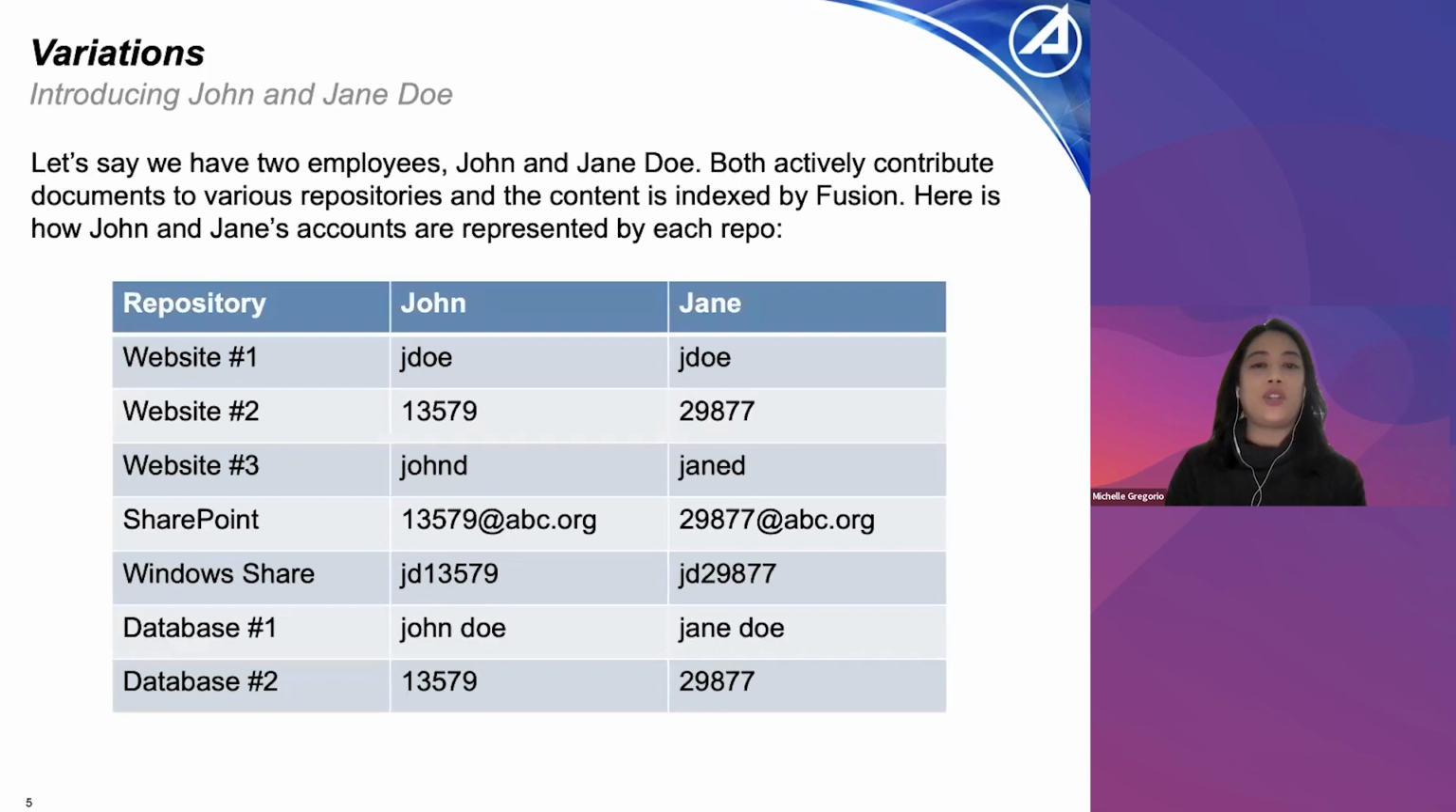So let's take John and Jane Doe. Both these users contribute documents to various repositories, and we crawl those repositories. Now, looking at what we can consider the author for these documents, these are how these users are represented. As you can see, John can be represented as J Doe, as his badge number 13579, John D, JD 13579, John Doe, and Jane is represented in different iterations of her name as well.